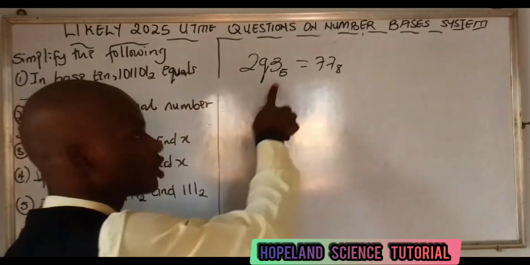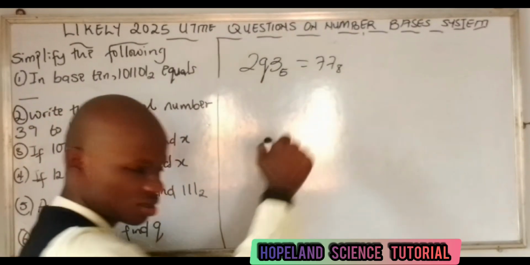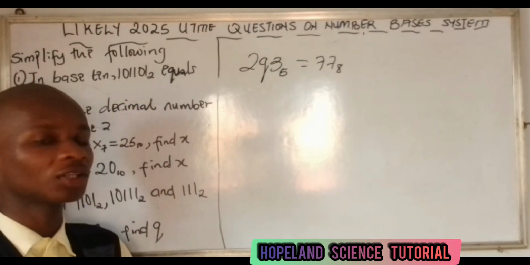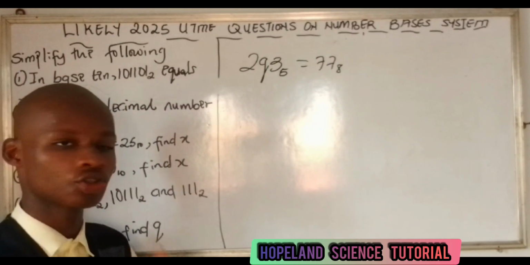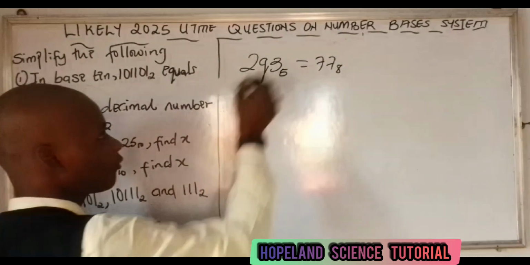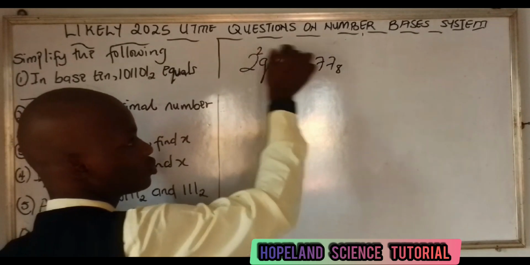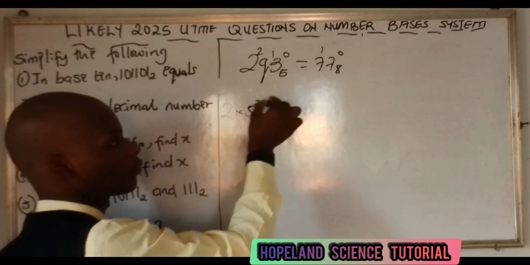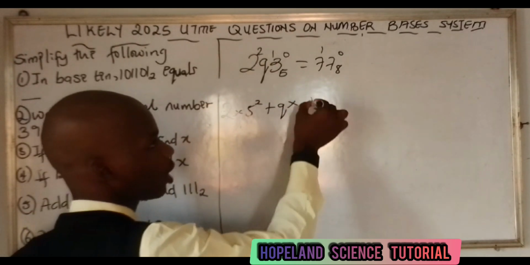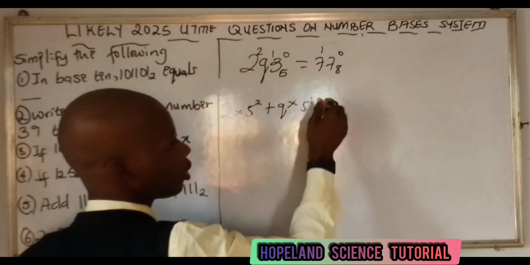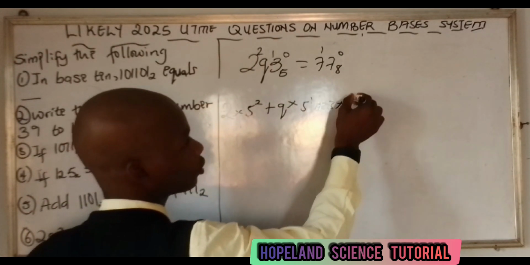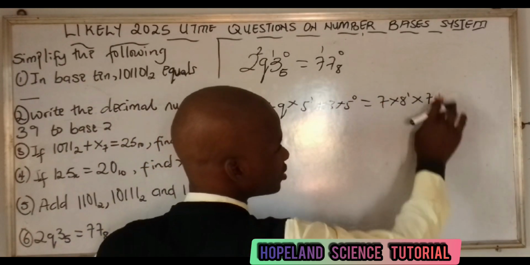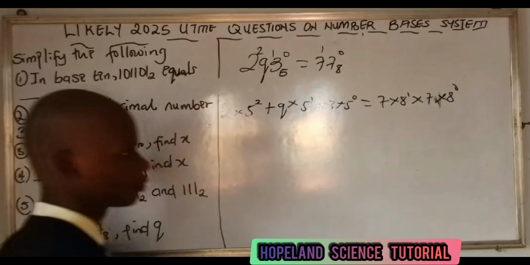We have 2q3 base 5 equal to 7 base 8. So it is obvious now in this equation that none of this is in base 10, meaning that all of them are to be converted to base 10. True or false? True. So now let's go. We have, this number is 0 1 2 0 1, right? Now 2 times 5 raised to the power of 2 plus q times 5 raised to the power of 1 plus 3 times 5 raised to the power of what? 0, equals 7 times 8 raised to the power of 1 plus 7 times 8 raised to the power of what? 0.